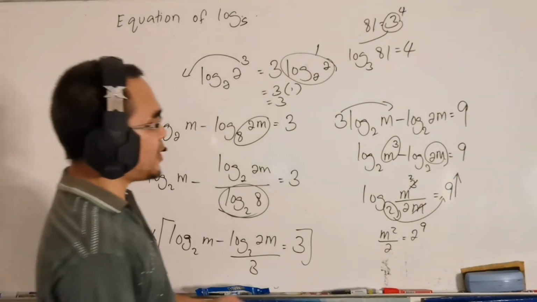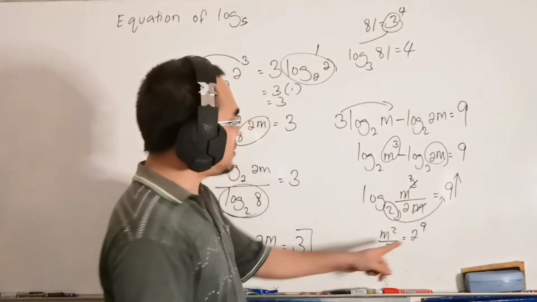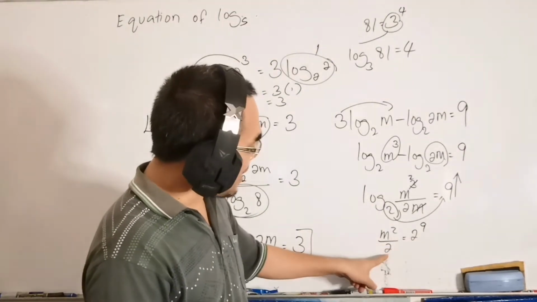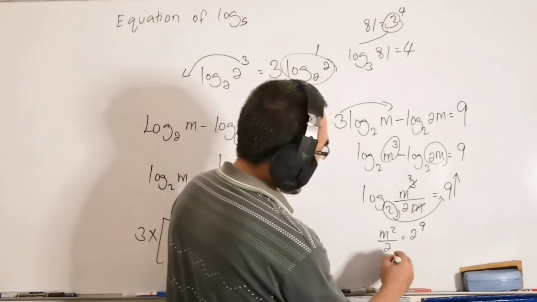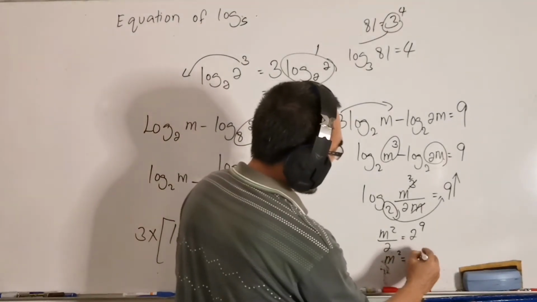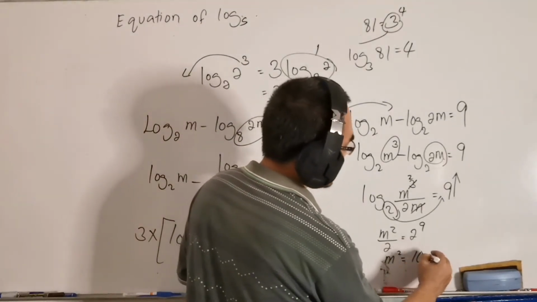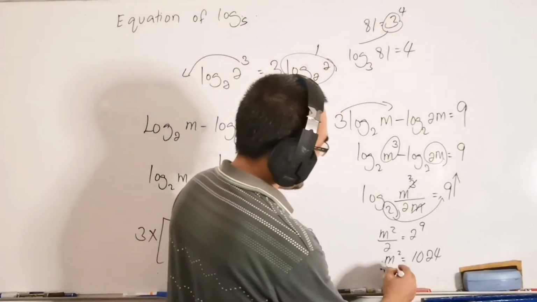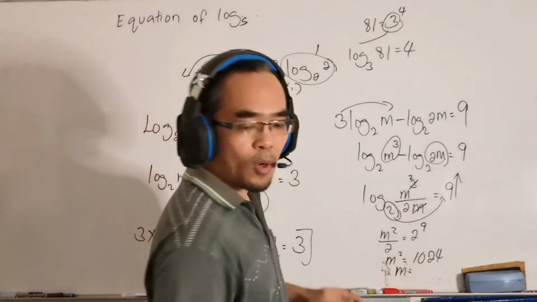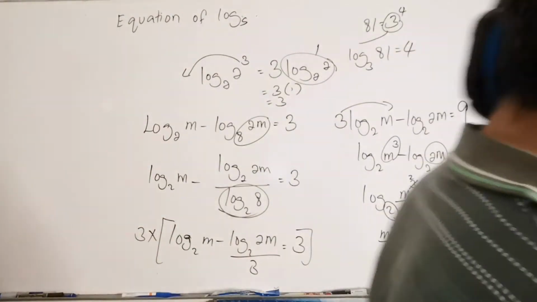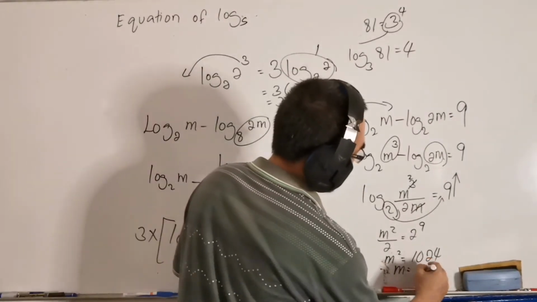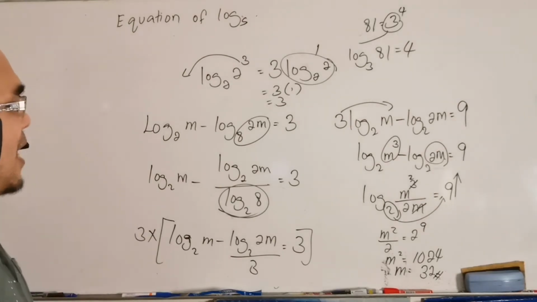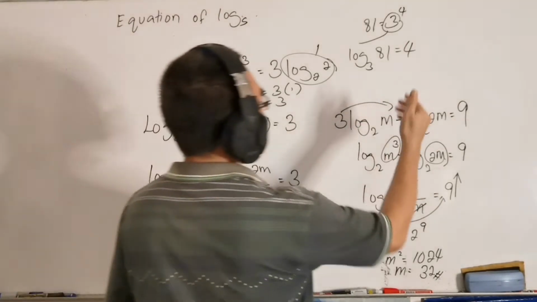Okay, that is one solution. So you calculate what is 2 to the power of 9, which is 512, then times 2. So you have m squared equals 1024. So m will be the square root of 1024, which is 32. But then there is another way to solve this.